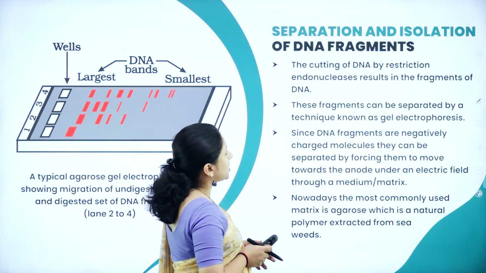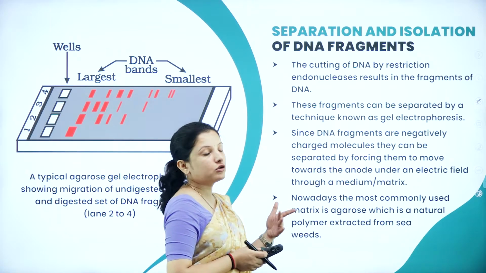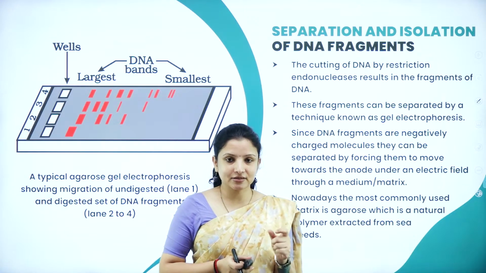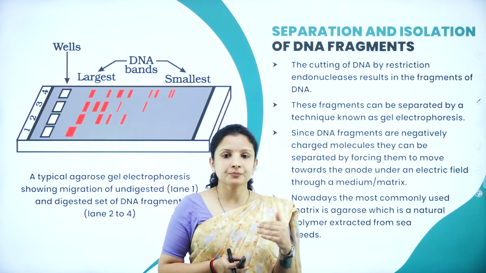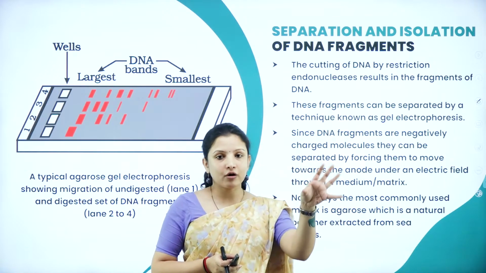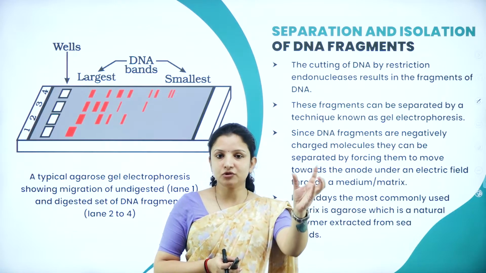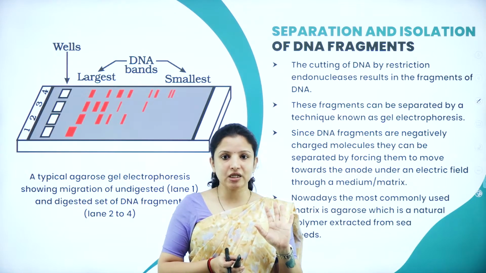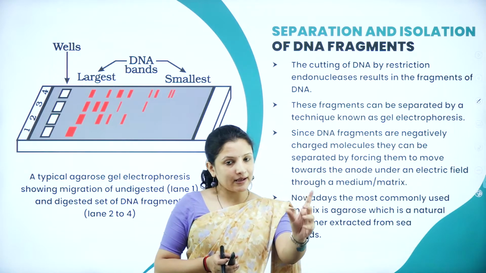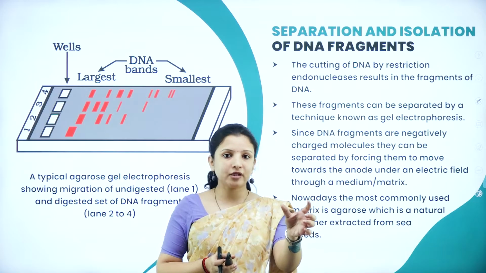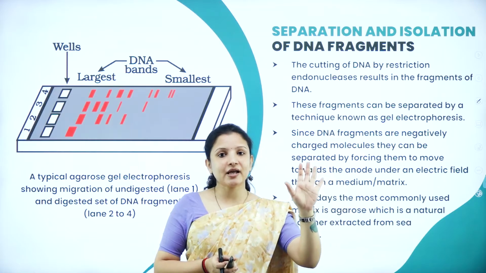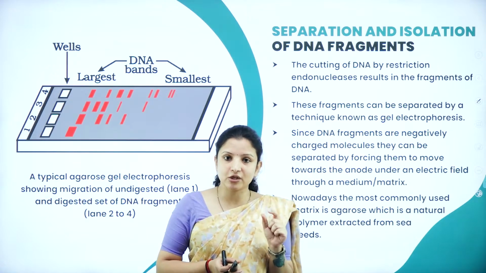So after cutting of the DNA, what are the strategies that are followed for separation and isolation of the DNA strand? Before going in for the isolation, you would have isolated the DNA strand from the different organism, right? From that organism, you would have cut the DNA strands wherever needed by using the restriction endonuclease enzyme. All that is done.